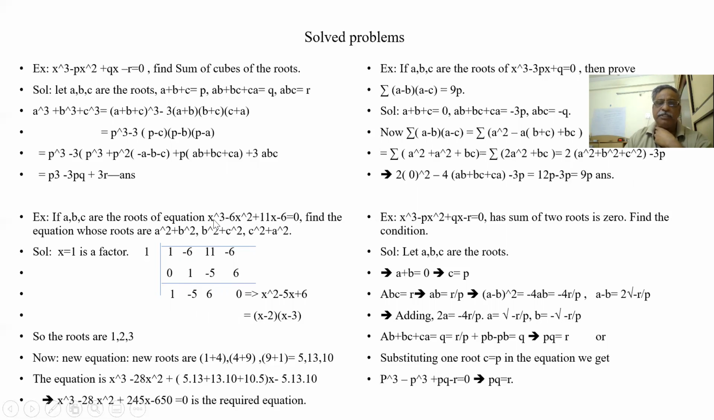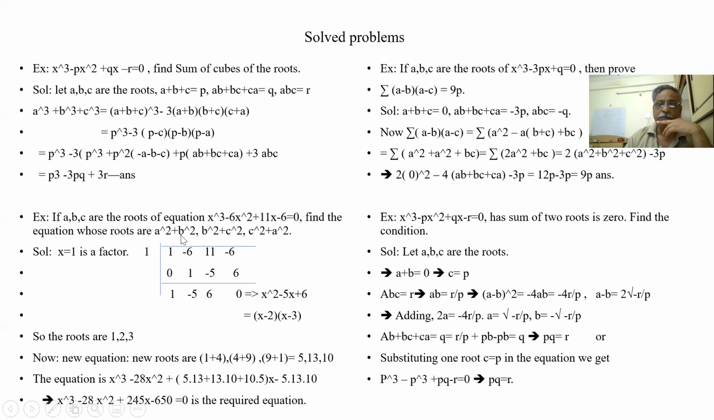From this, what are a, b, c? See, by seeing itself, I put 1 here. 1 minus 6 plus 11 minus 6, so this is minus 12 plus 12, that is 0. So 1 is a factor. So I am dividing it by 1, and I am getting a quadratic equation. This is x² minus 5x plus 6, that is minus 3, minus 2. So 2 and 3 are roots. So we can say a, b, c are nothing but 1, 2, 3.